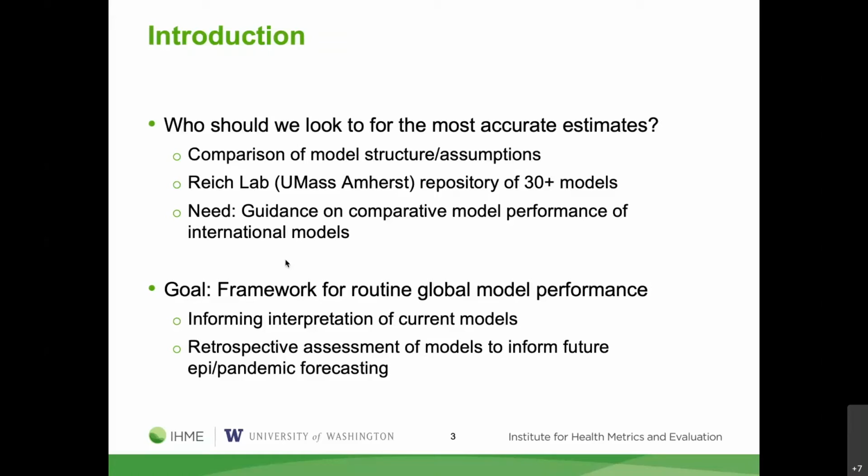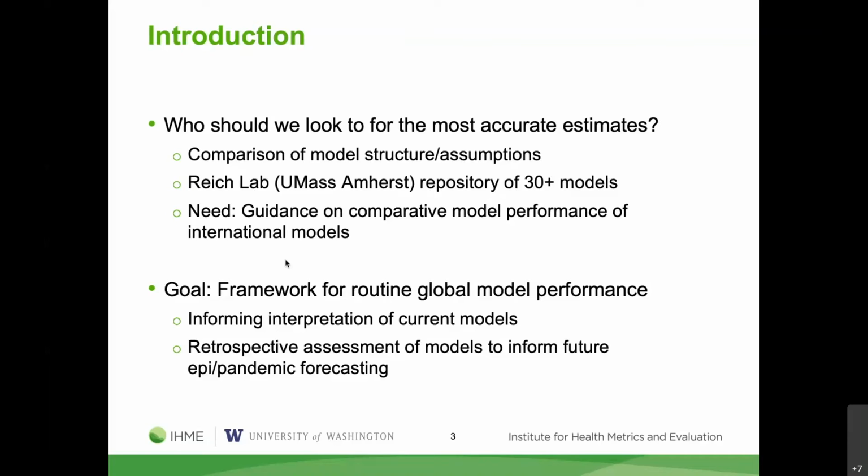And we believe that this has a twofold utility. One, I think most important for now, is to help policymakers and public health officials interpret the validity and performance of current models. And second, I think there's a lot of interesting work that can be done retrospectively to assess, given what data we had at a particular point in time, given our assumptions, what were the effects of these assumptions in actual model performance. And this will allow the research community to better understand and inform future epidemic and pandemic modeling.